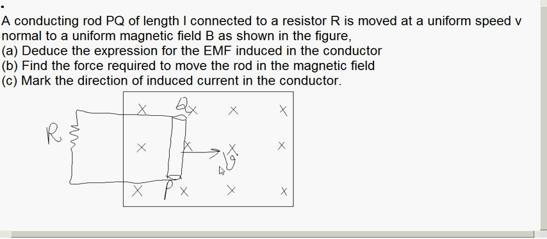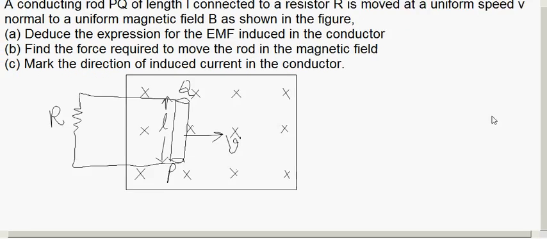Now deduce the expression for induced EMF. Let me read out: a conducting rod PQ of length L. The length of the conductor is L, given. It is connected to a resistor R, is moved at a uniform speed v, normal to a uniform magnetic field B, as shown in the figure. It's moved towards the right. Now deduce the expression for the EMF induced in the conductor, find the force required to move the rod in the magnetic field, and mark the direction of induced current in the conductor.